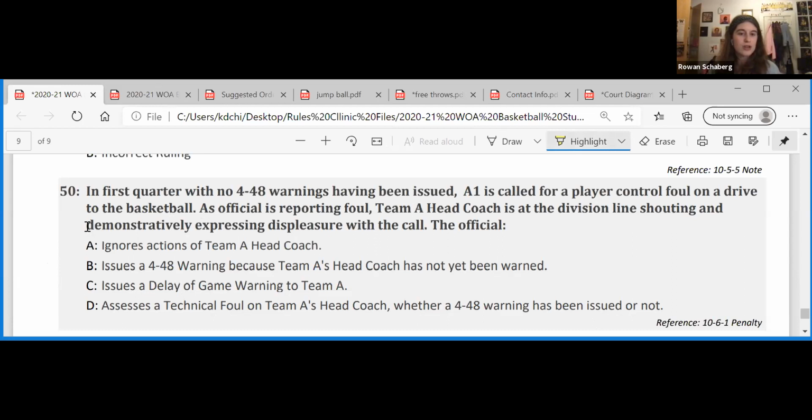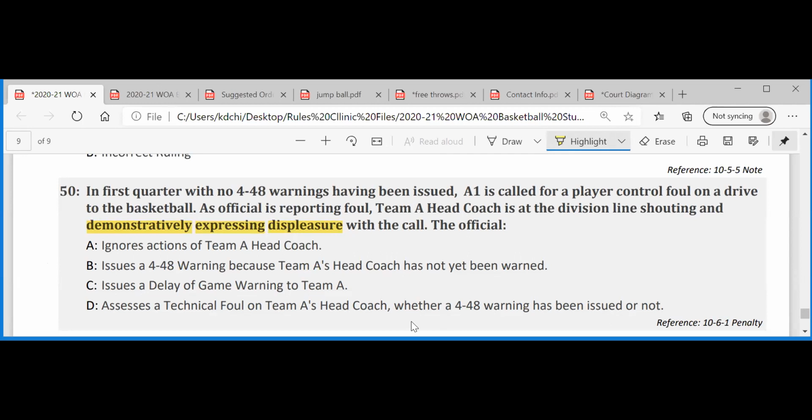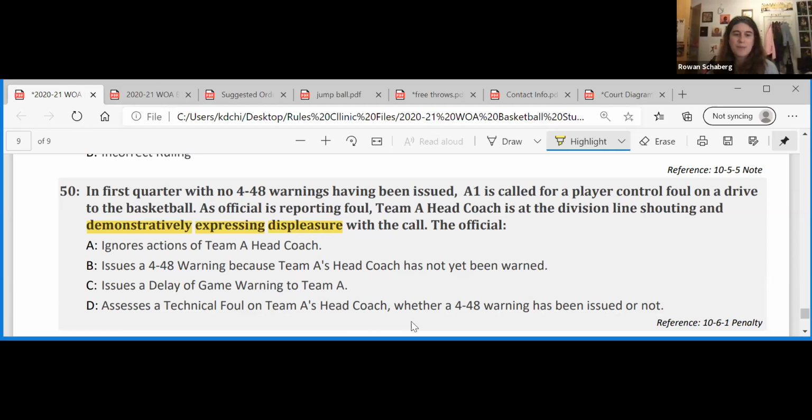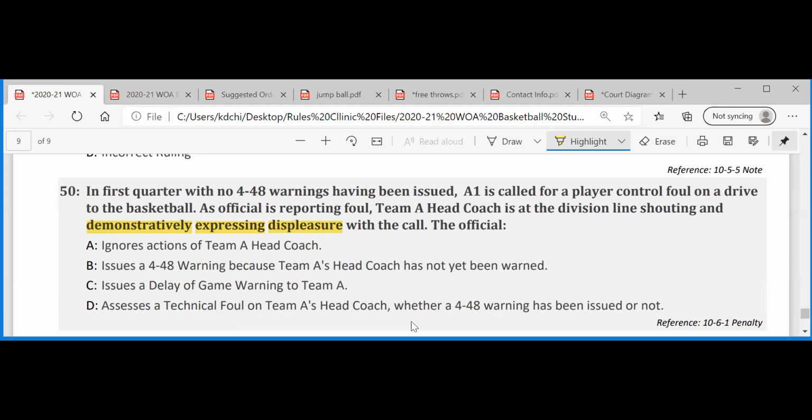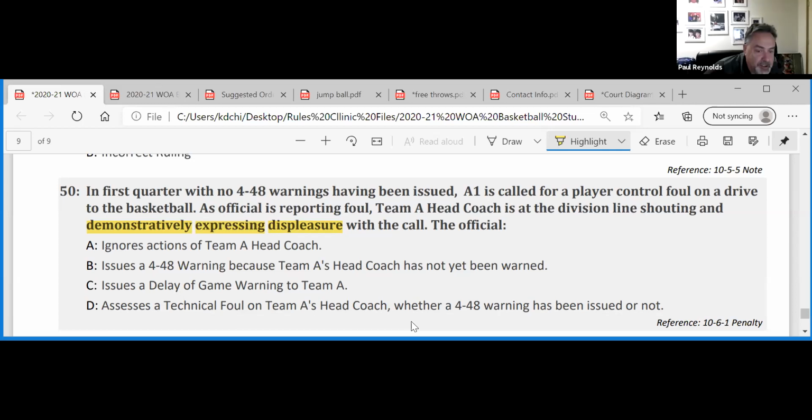The official, I think that, I'm trying to help you out. I think it's either B or D. He's showing up the referee. Which one are you doing? I think it's D. I give him the technical foul because he's showing up the referee. I don't care if he had a warning or not.